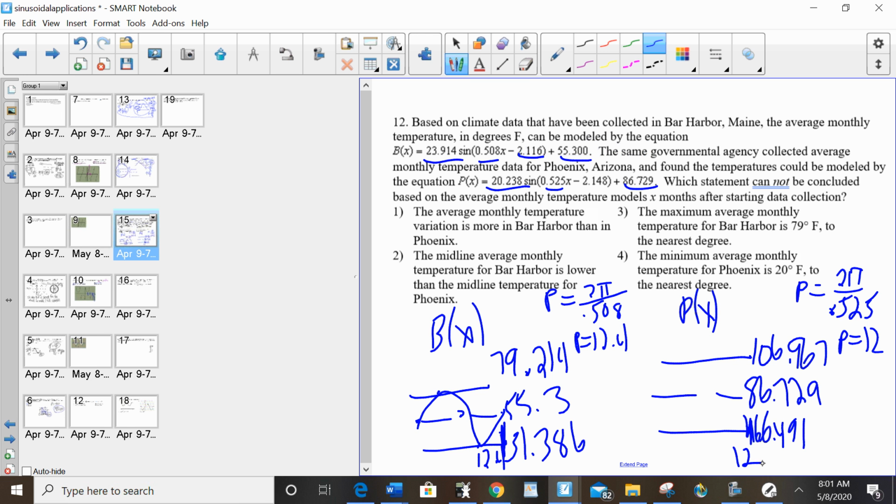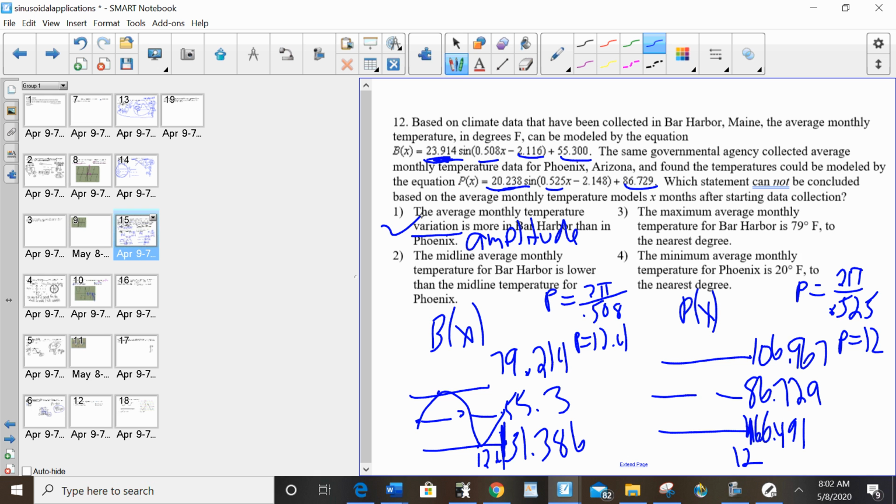Which statement cannot be concluded based on the information? So the average monthly temperature variation is more in Bar Harbor than in Phoenix. Average monthly temperature variation: how much the temperature is varying, how much the temperature is going up or down. This is asking about amplitude. This is saying the amplitude is more in Bar Harbor than in Phoenix. Well, in Bar Harbor, it's 23. In Phoenix, it's 20. So yes, the amplitude in Bar Harbor is more than in Phoenix.